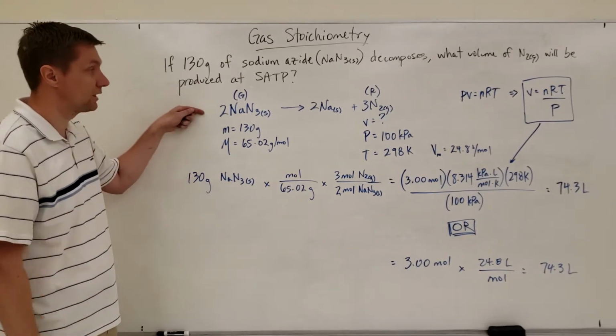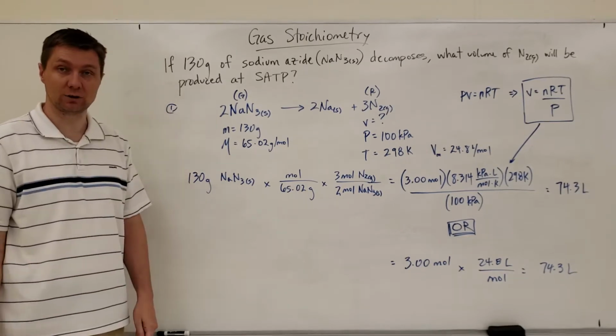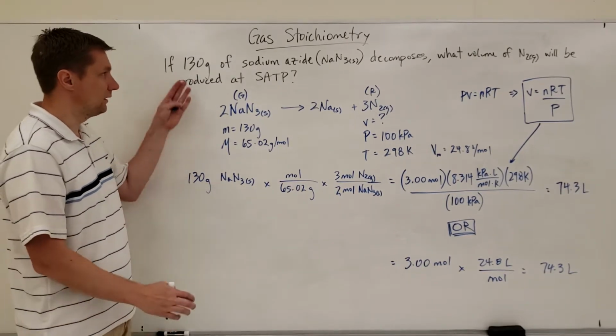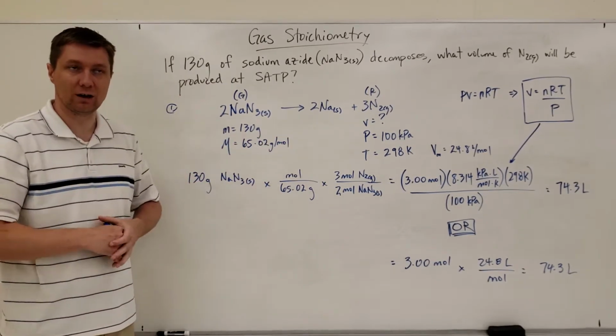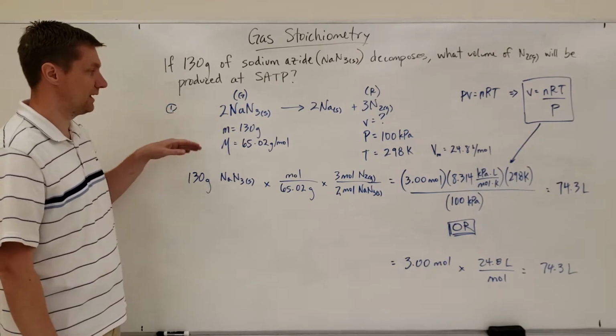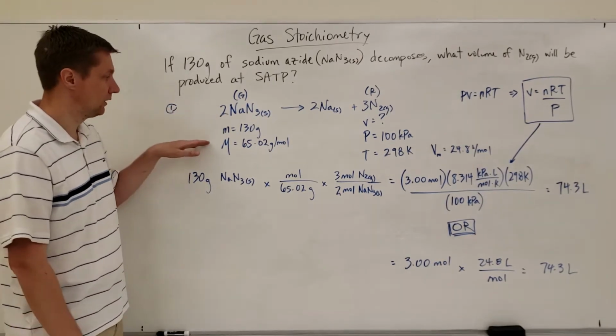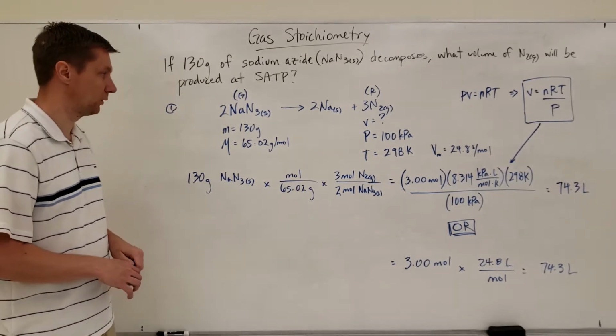and I've written my balanced chemical equation here. So step number 1 to stoichiometry is write a balanced chemical equation. Then, given my information in the problem, I've organized the information that I've got here down below, just like I've done before. So I've got my mass of sodium azide, which is 130 grams, my molar mass of that, because if I'm given a mass, I definitely want a molar mass for that.